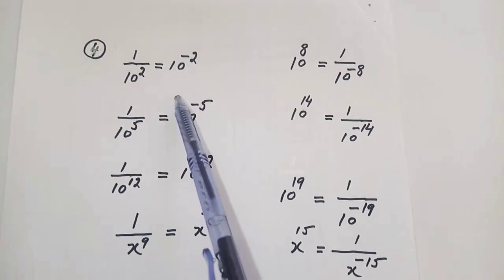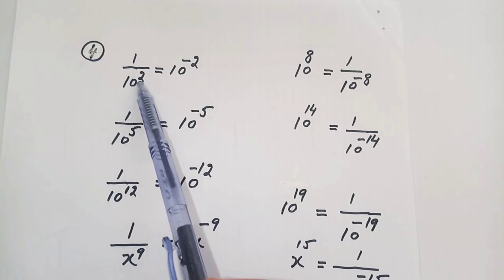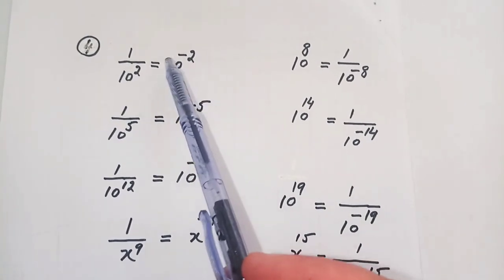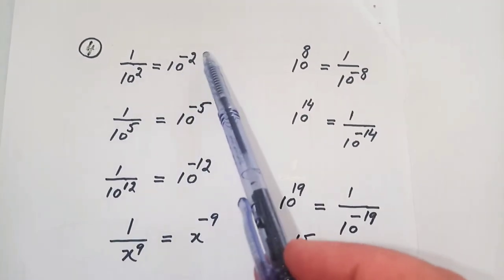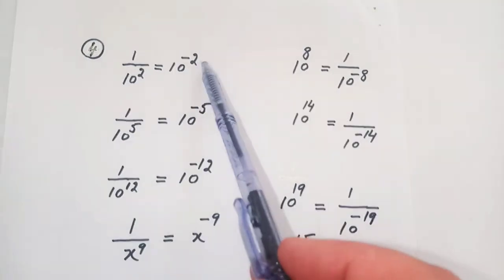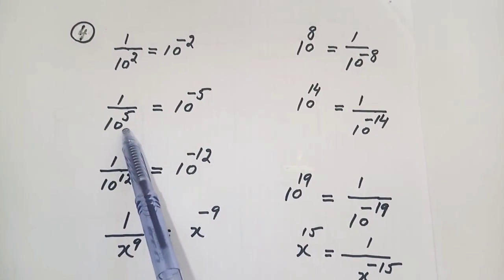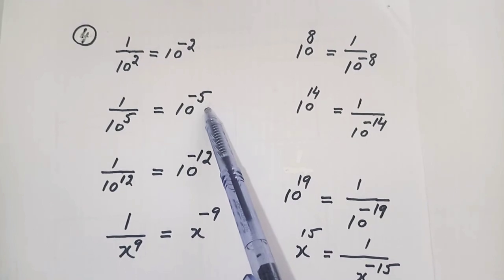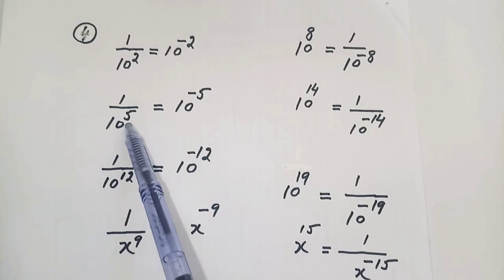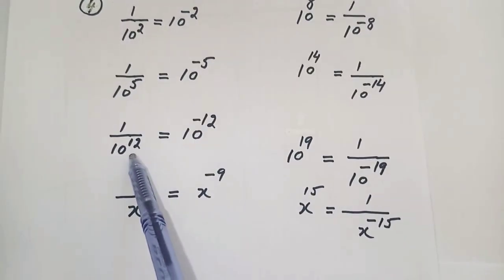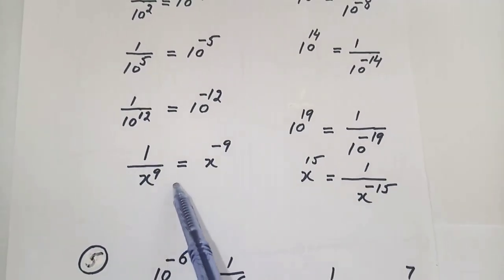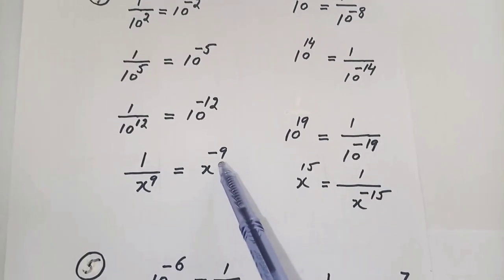Next point of algebra: if the power is positive in the denominator and we shift it to the numerator, it will become negative. Here it is positive, but if we shift it to the numerator, then the power will become negative. So 10 power 2 will become 10 power minus 2. Here 10 power 5 will become 10 power minus 5. So when a power is shifted from the denominator to the numerator, the positive power will become negative. Here 10 power 12 will shift to 10 power minus 12. x power 9 will change to x power minus 9.